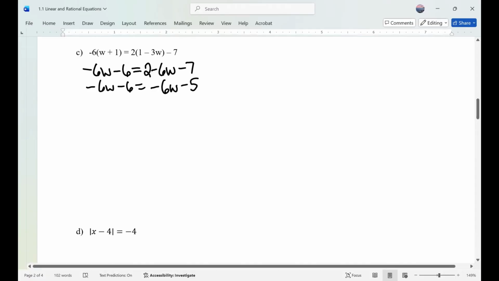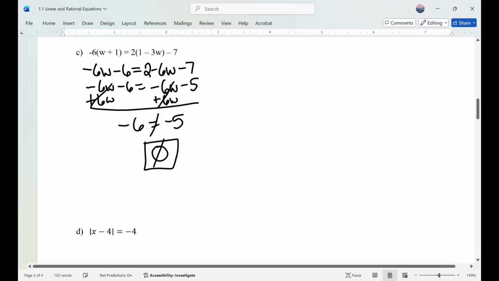Well, again, like I told you above, I like to get my variables together first. So I'm going to go ahead and add 6W to both sides. Well, the problem is when I add 6W to both sides, they go away. So that leaves me with -6 equals -5. Well, that's not a true statement. -6 does not equal -5, so that ends up giving us no solution.